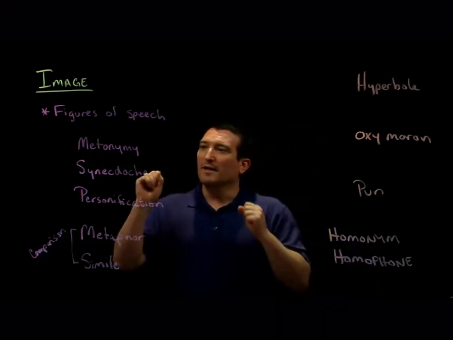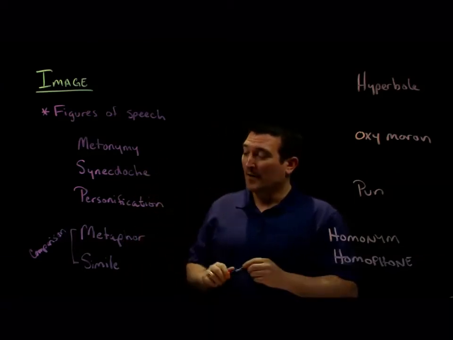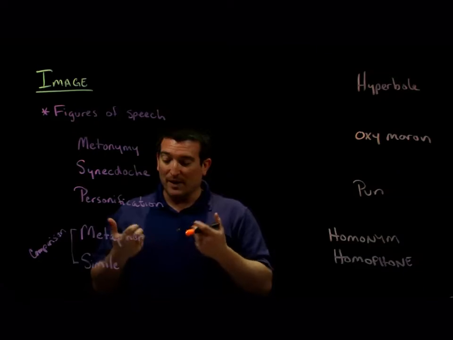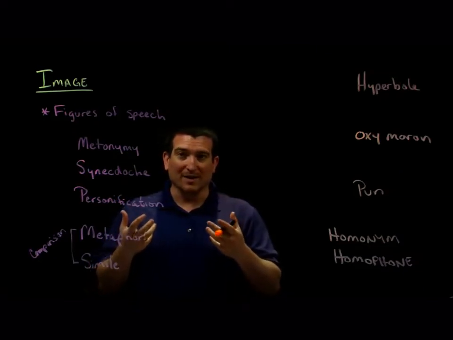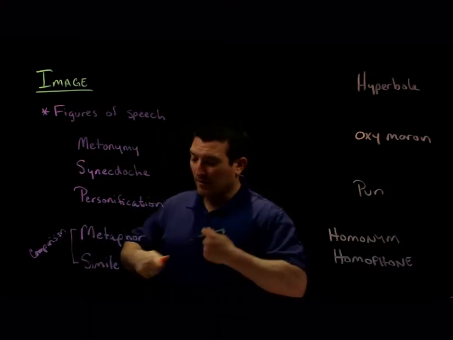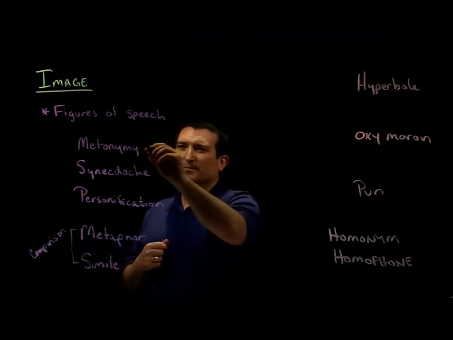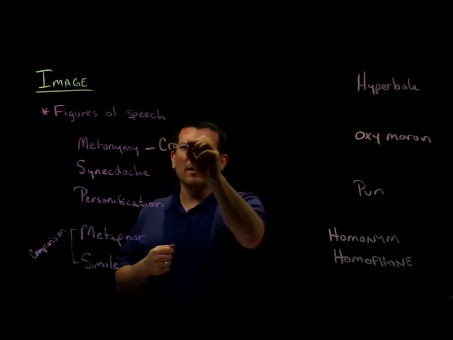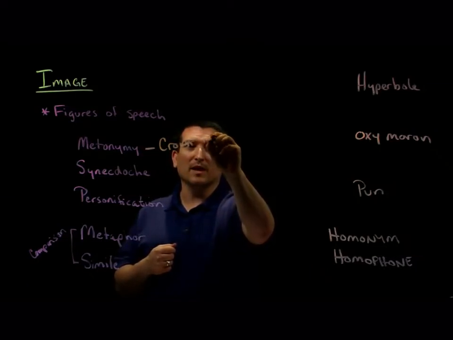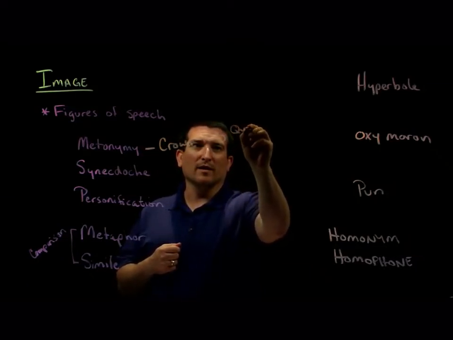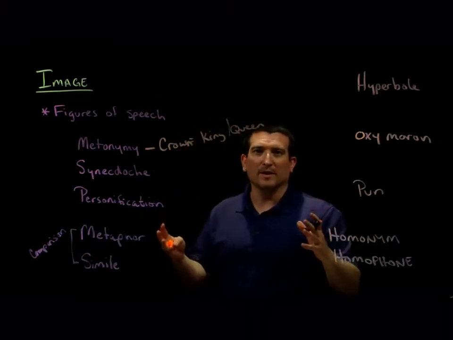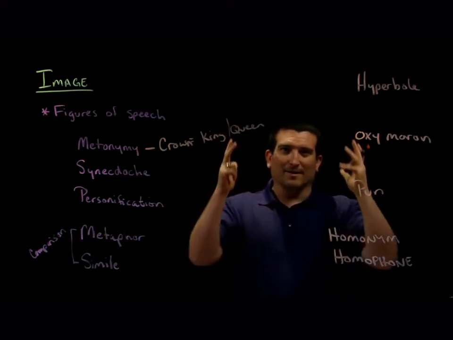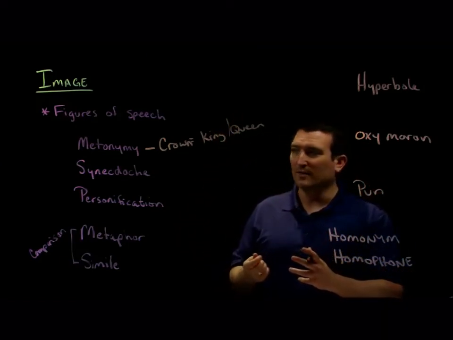So let's talk a little bit about metonymy. This is a figure of speech where something is represented by something that's associated with it. The example that they give you is the crown, right? The crown equals the king or the queen, right? The royal family is somebody wears a crown, right? The queen wears a crown, and the crown is symbolic of who she is, right?